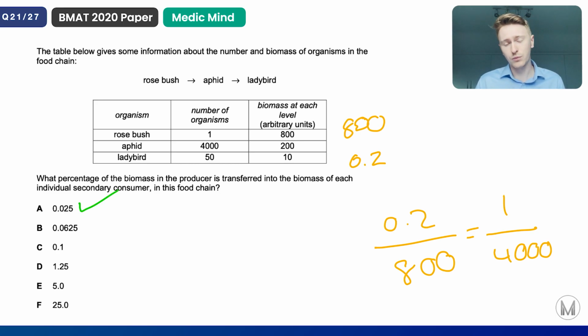If you wanted to work this one out exactly, you could absolutely do so. It might just take a little bit more time. So I prefer to work out the 1 and the 4, recognize that that's 2.5 or 0.25 or 0.025, and then pick the magnitude of answer which makes sense.